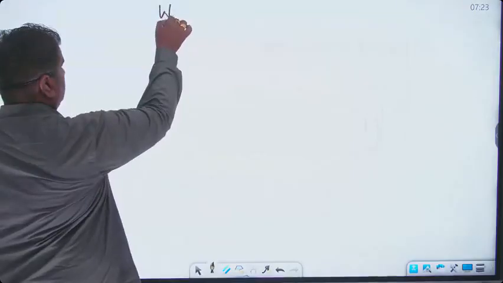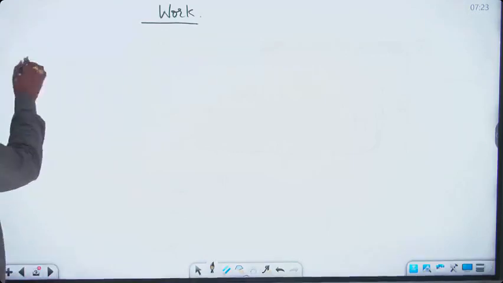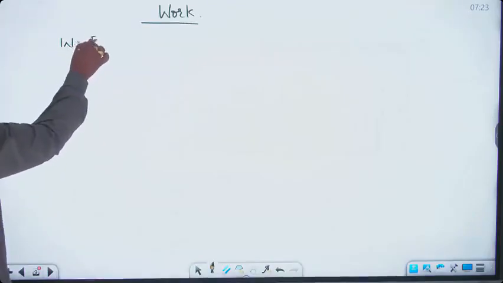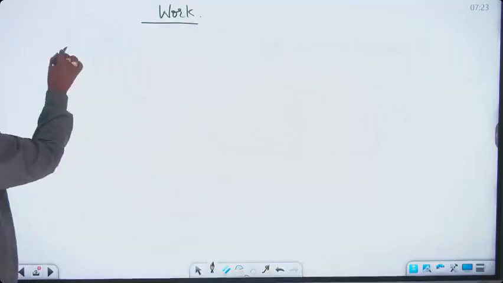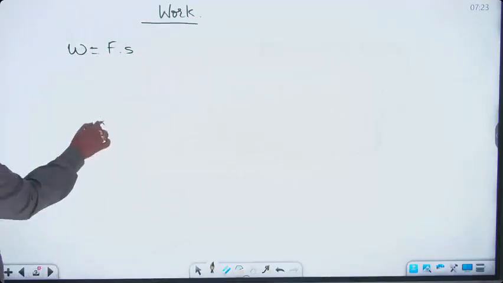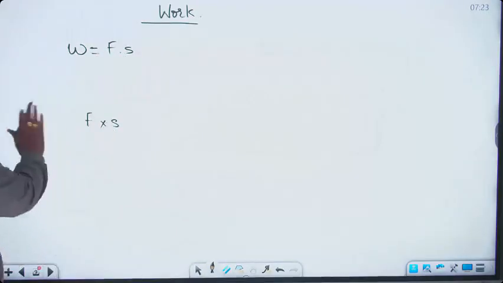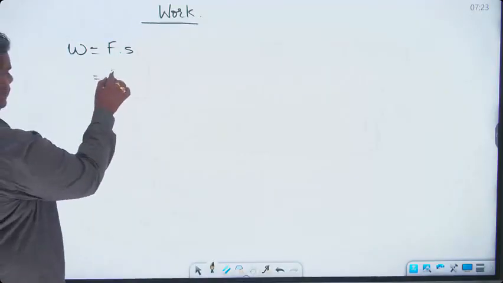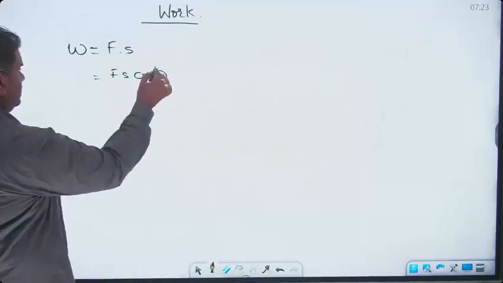Then moving on to the next one, that is work. In general, W equal to work equal to force into displacement. Work equal to F dot S. Don't write F cross S. Work equal to F dot S, or else work equal to Fs cos theta.